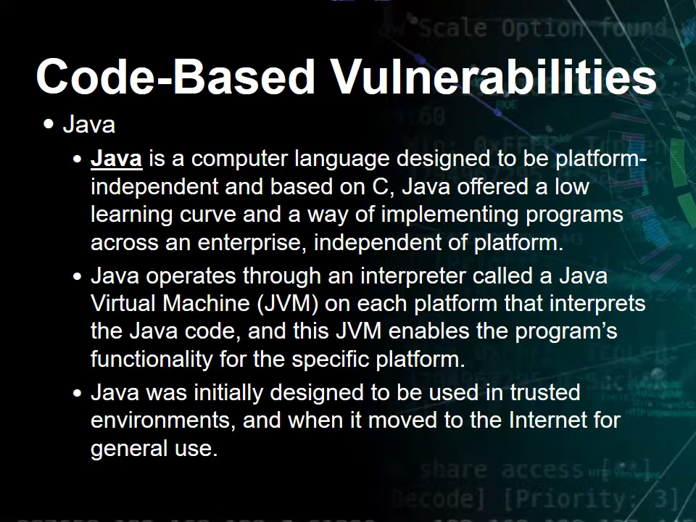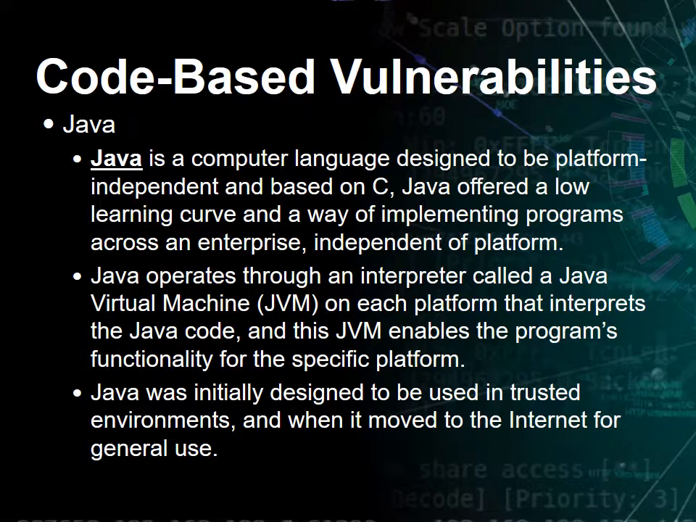Java is a programming language designed to be platform independent and based on C. Java offered a low learning curve in a way of implementing programs across an enterprise independent of platform. Java operates through an interpreter called a Java virtual machine on each platform that interprets the code, and this Java virtual machine enables the program's functionality for the specific platform.